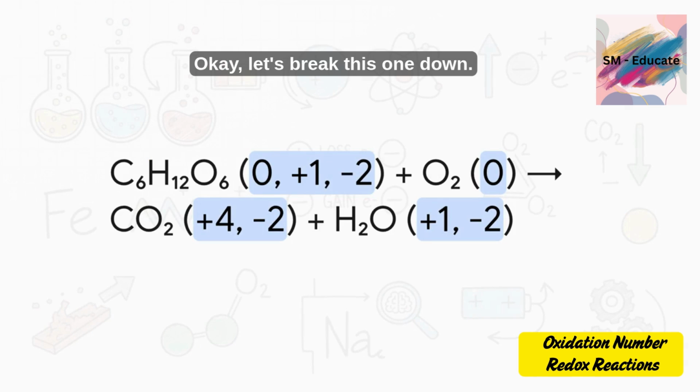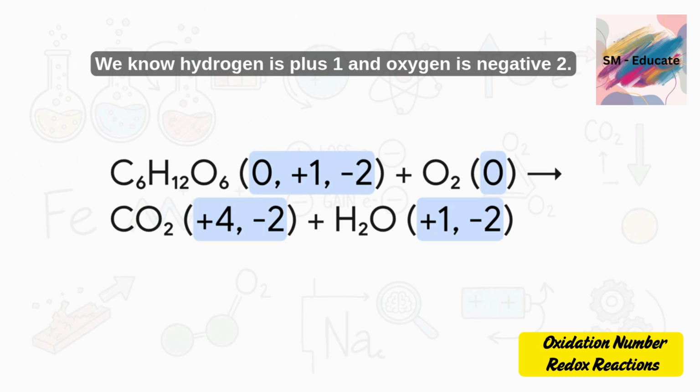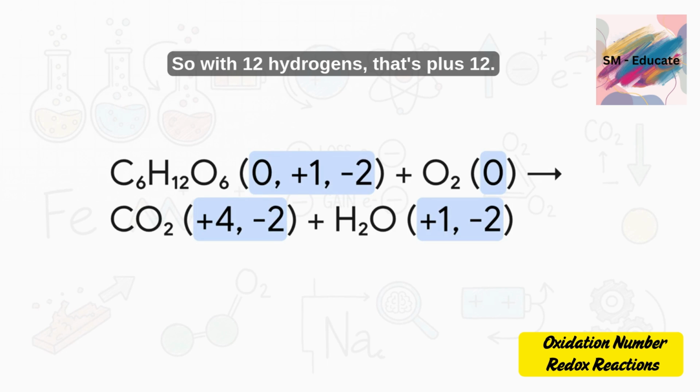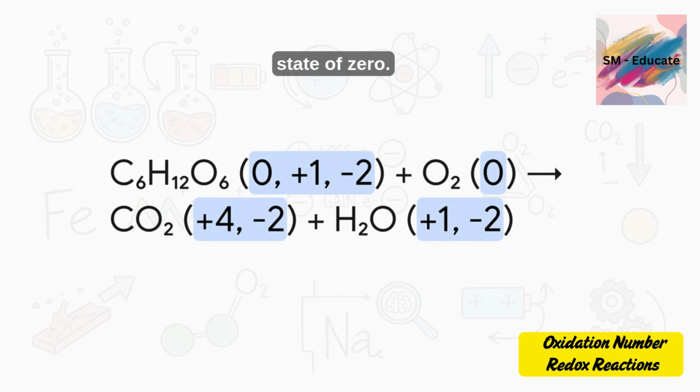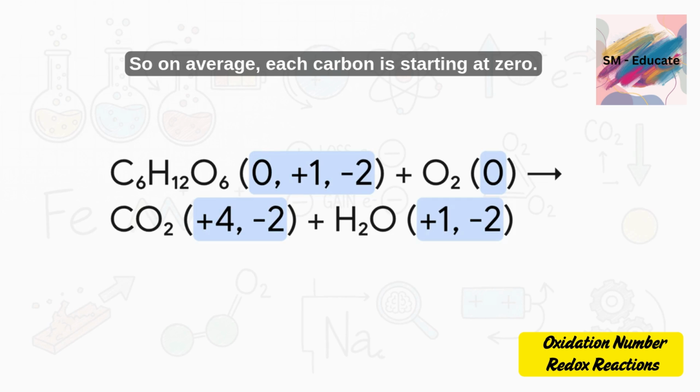Okay, let's break this one down. Oxygen gas, O2, is easy. It starts at 0. Now for glucose. We know hydrogen is +1 and oxygen is -2. So with 12 hydrogens, that's +12. With 6 oxygens, that's -12. Well, +12 and -12 cancel each other out perfectly, which means the 6 carbon atoms must have a collective oxidation state of 0. So on average, each carbon is starting at 0.